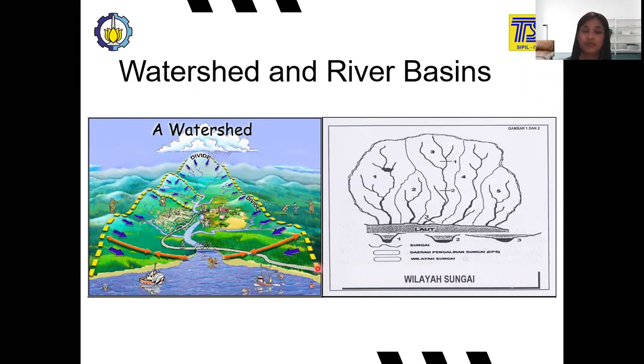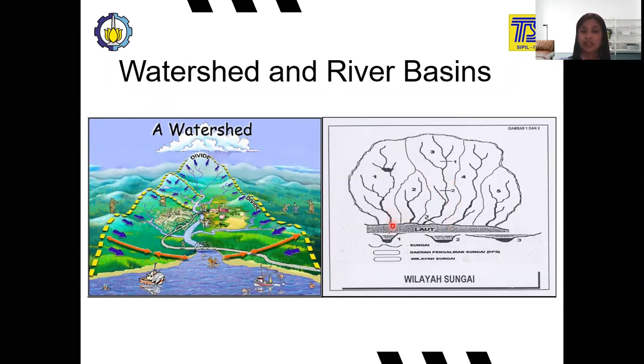Here we can see watersheds from the highest elevation of the contour. The water is flowing, divided into this side and the other side. And from one side, we can see that this water goes into this river, and from this river, the water is going to the ocean, or this big river here. This is called a watershed.